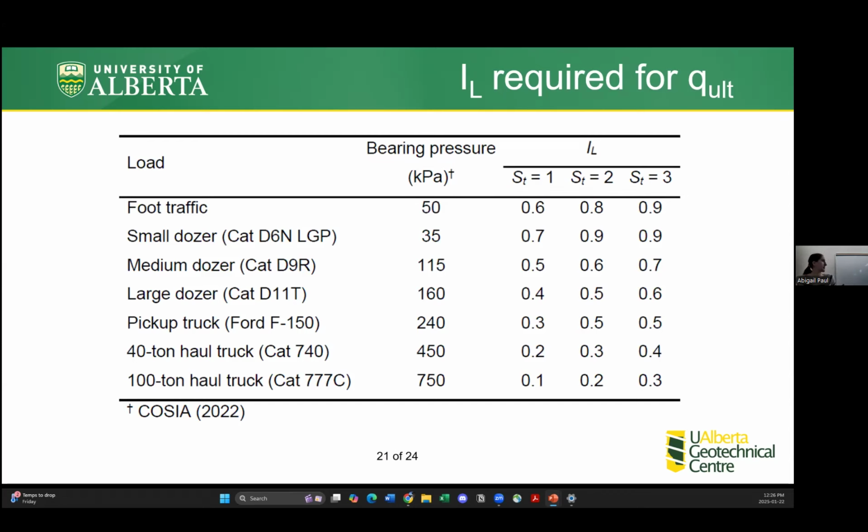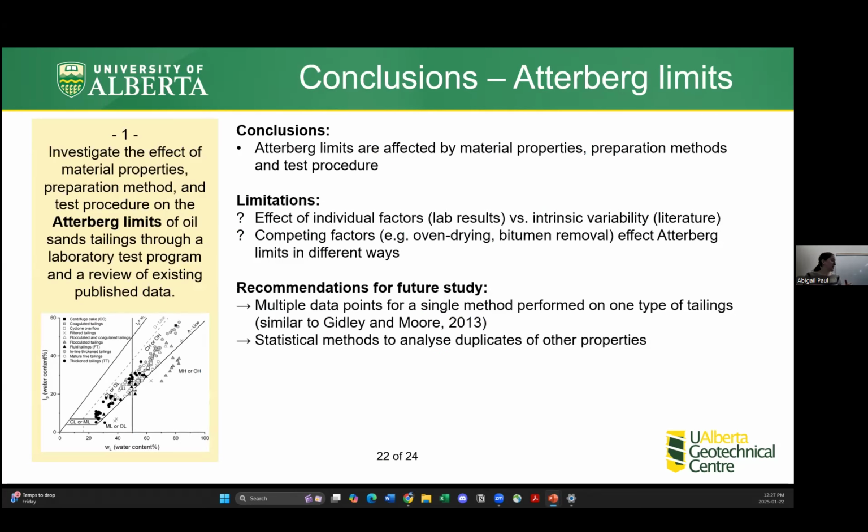And this is an example of an application of this, what that might look like. This table shows the different liquidity indices you would need to support different types of equipment and different sensitivity ratios. That being said, all of the warnings that I've gone on and on about regarding Atterberg limits still definitely apply here. So, bringing us to the conclusions, I'll go through these based on the different themes we've covered today.